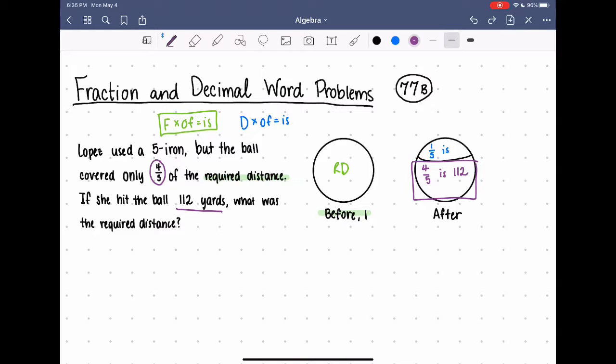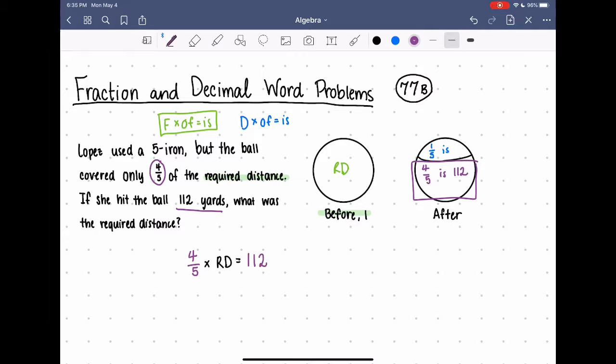So let's plug those in. My fraction is 4/5, and I don't know what the total required distance is, so I'm just going to write RD, so 4/5 of that required distance that I don't know is 112 yards because they told me that.